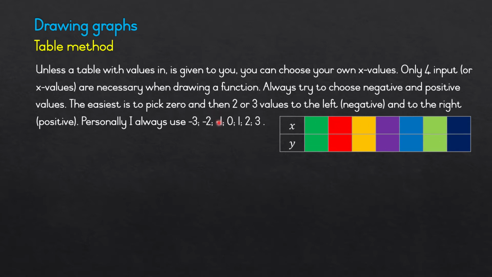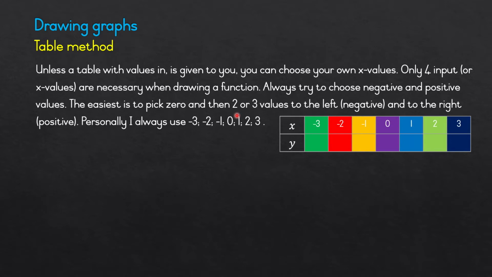If they give you 4, again, start with a negative value and go to positive. Try and start at negative 2 or negative 1 at least, so that you've got 1 or 2 negative values as well as some positive values. It's always nice to see what happens around x is 0. That is where the y-axis would be. Okay, so let's write in our values.